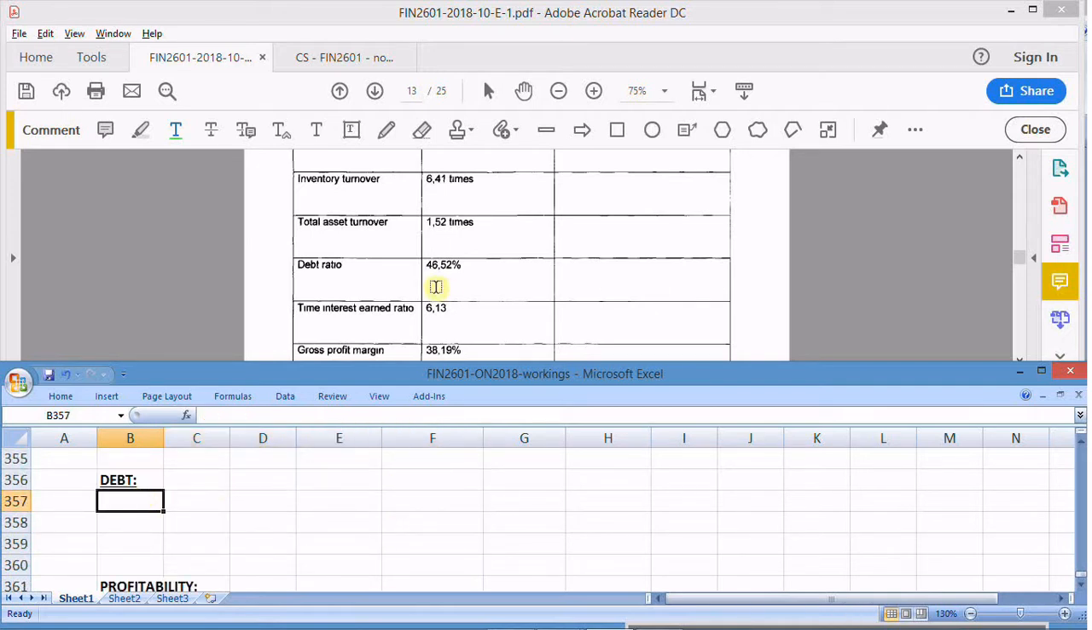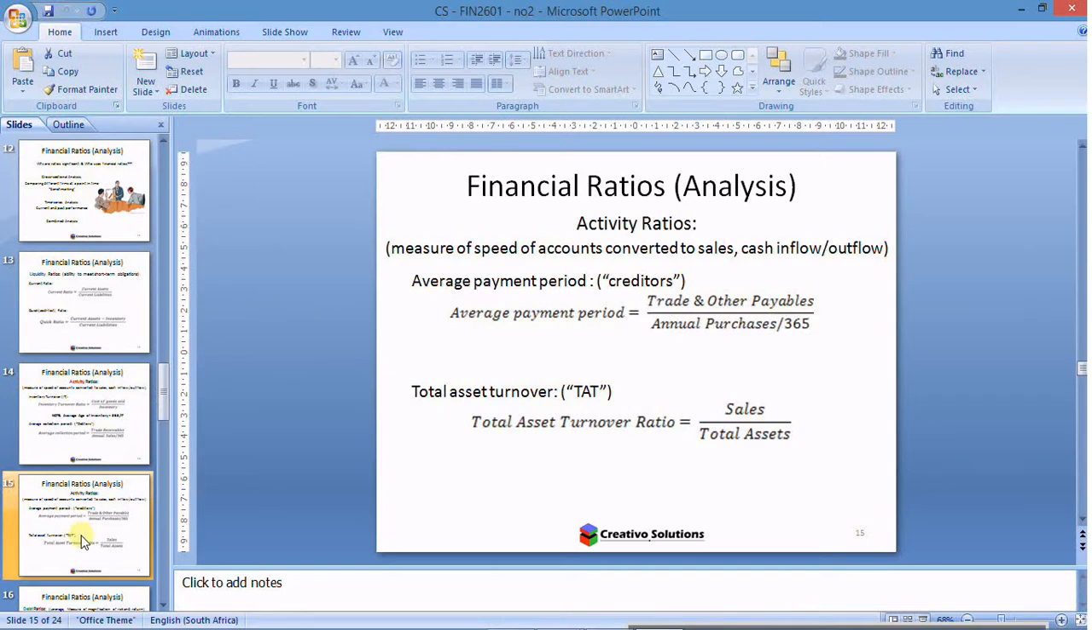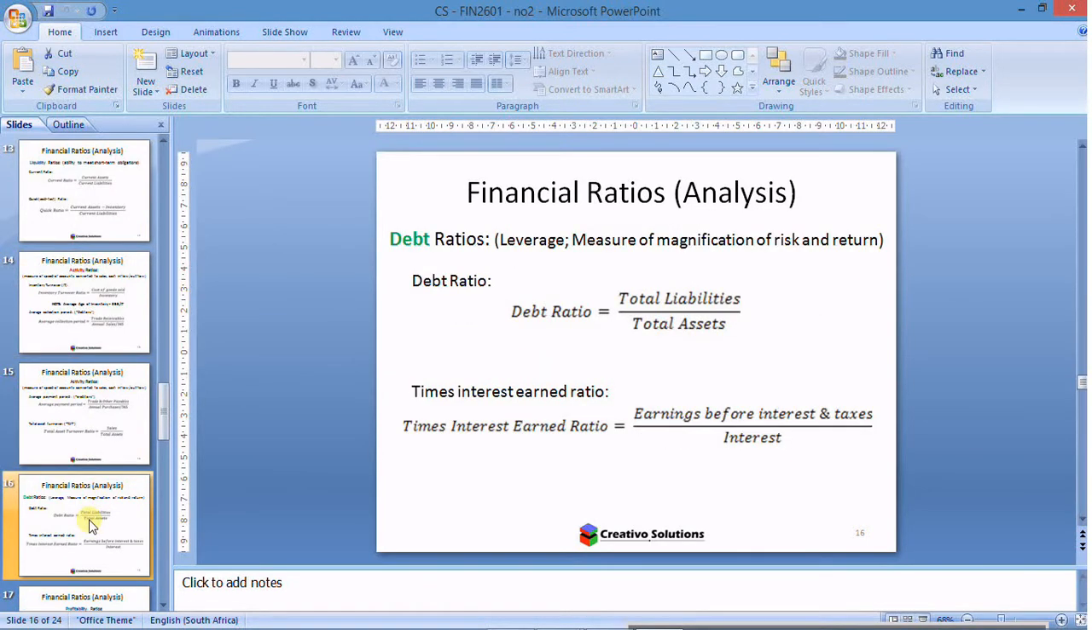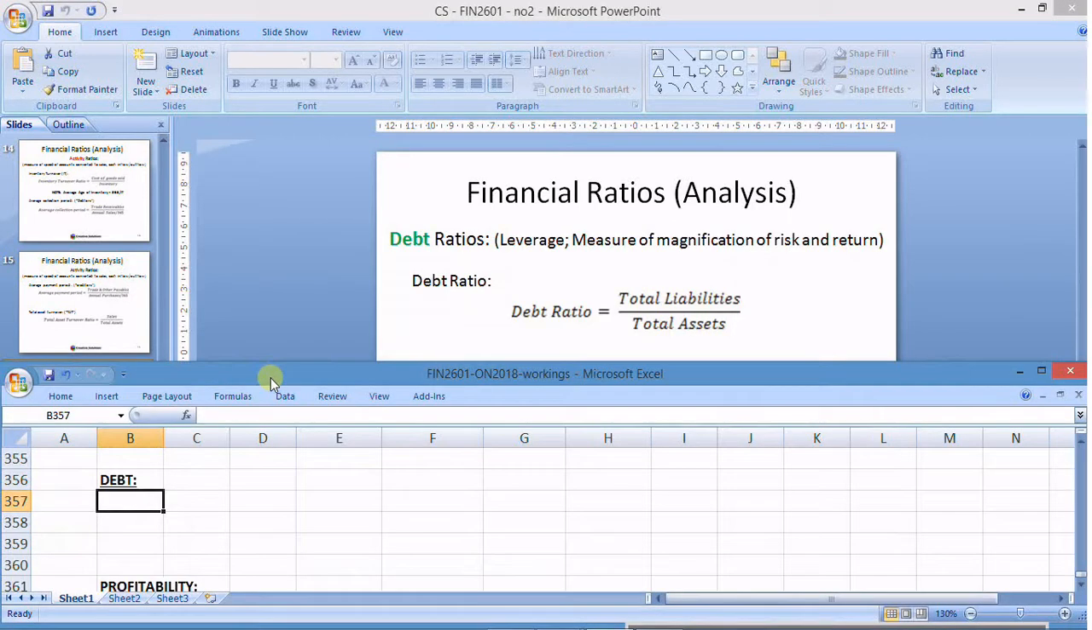Okay, the debts. Debt ratio, what do we need here? Let's just go check. Debt ratios. Debt ratio, times interest earned, that's it. Okay, so we had those two in this question. Debt ratio and the times interest earned. I'm just going to abbreviate that, okay? All right.